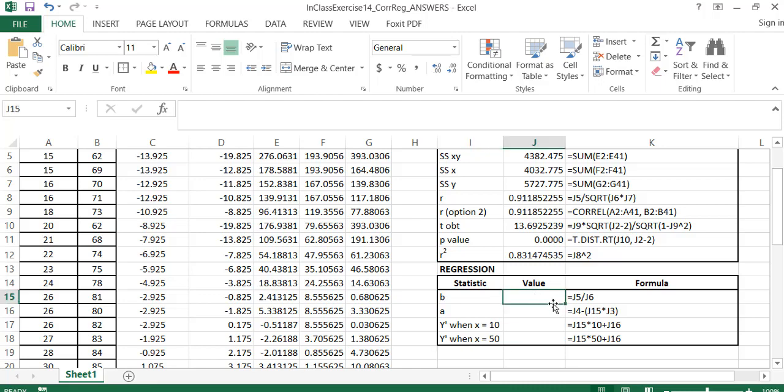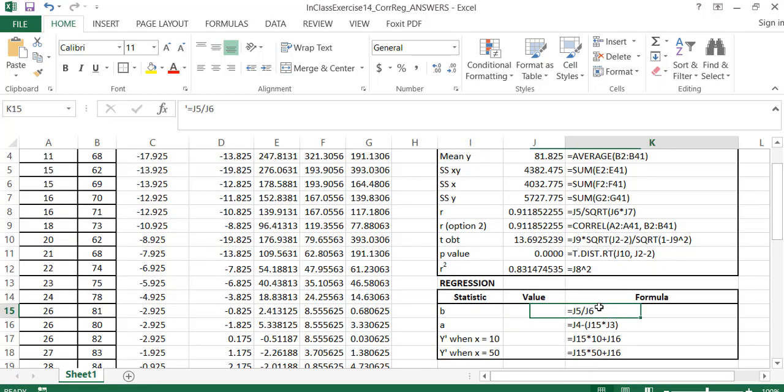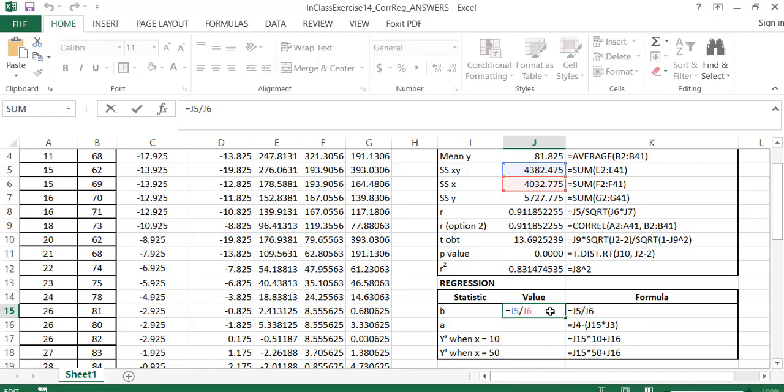So for b, we are going to take J5 divided by J6, and a lot of the times it's easier to see, well, what does that really represent? So what we're doing is we're taking the sum of squares xy dividing by the sum of squares x. That is going to give us our slope. So as we see a change, right, the relationship from x and y, how does that relate to the change across x? And so from this, we see that for each 1 point change in x, we see a 1.0867 point change on y. So there is a positive association.